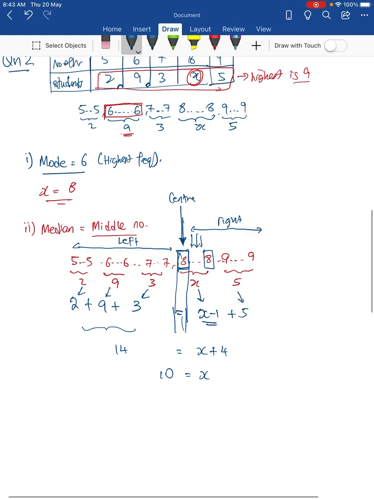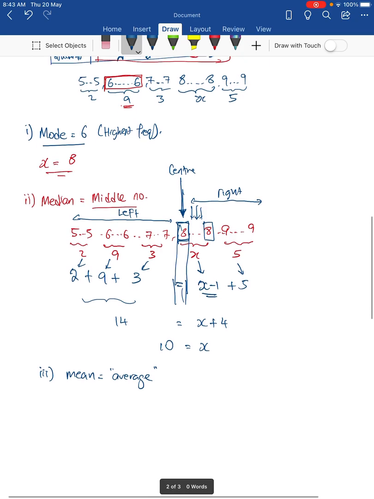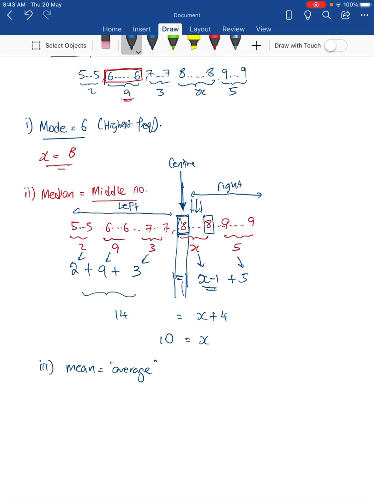Next, for part 3, we want the mean. Mean basically is the average, in inverted commas. So how do we find the average of a group of numbers? Simple: add everything up and divide by the total number of numbers. So the numbers are actually 5 plus 5, then plus 6 all the way, there are 9 of them, and 5 there are 2 of them. I'm going to repeat this again so that you have it.